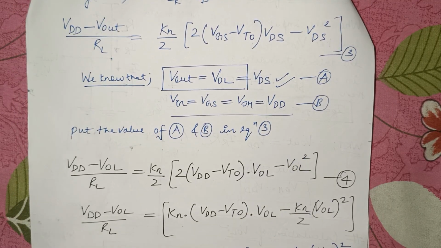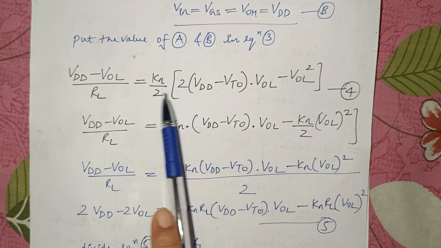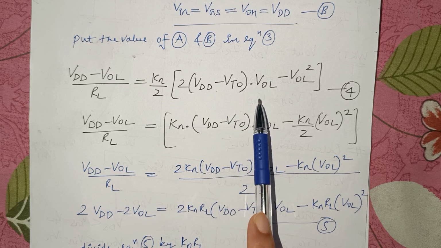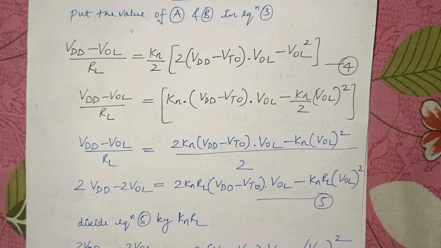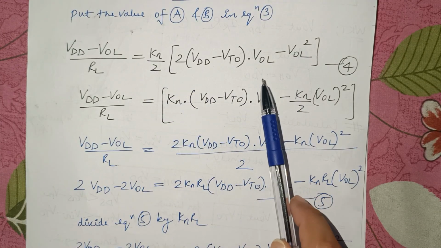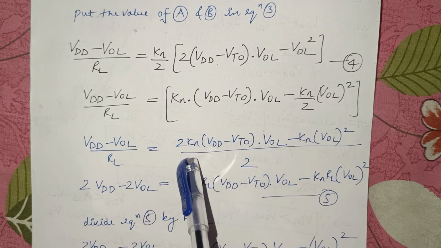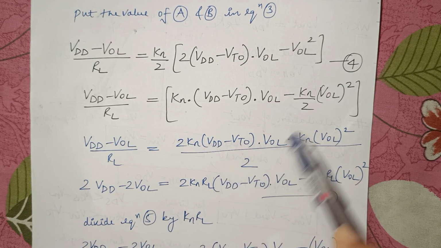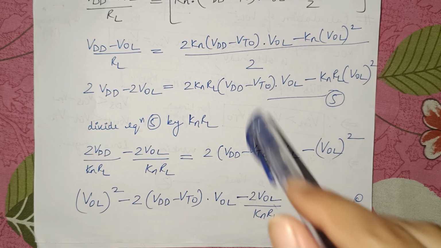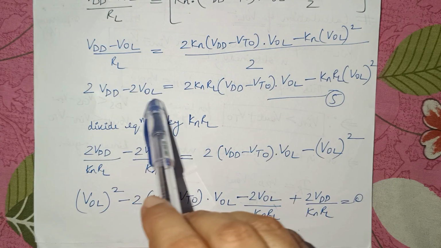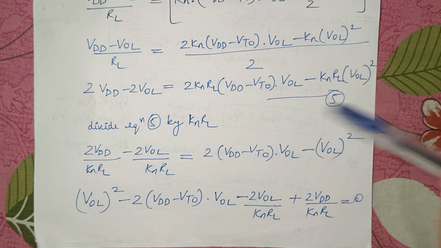Now we rewrite this equation as VDD minus VOL by RL equals Kn by 2 times VDD minus VTO VOL minus VOL whole square. Now this 2 and Kn are moved inside. By taking the LCM, the formula will be 2 VDD minus 2 VOL equals 2 KnRL VDD minus VTO VOL minus KnRL VOL whole square.